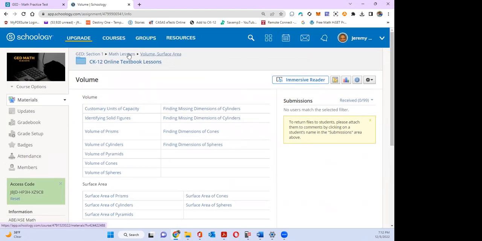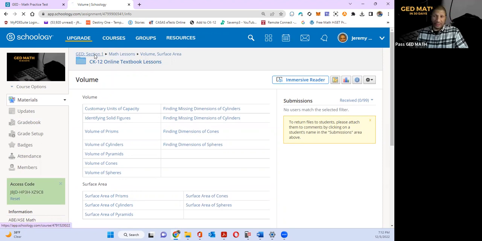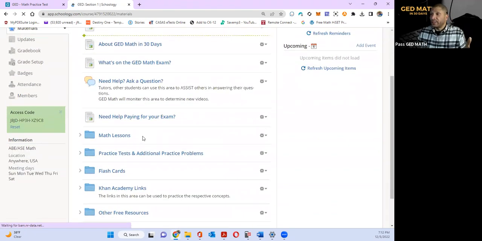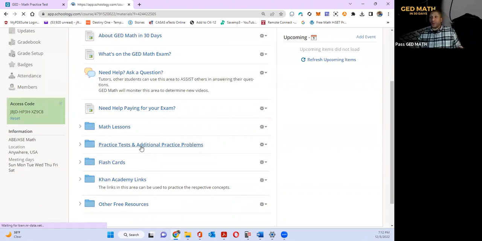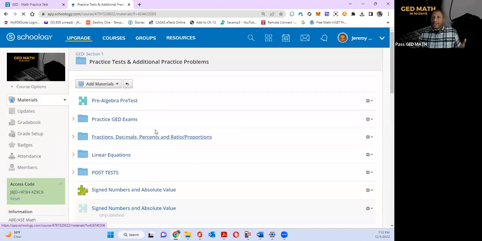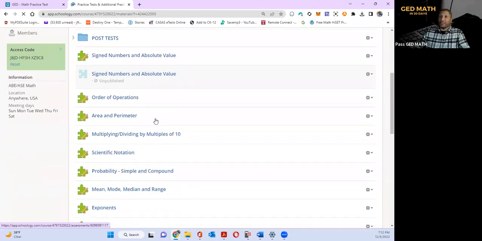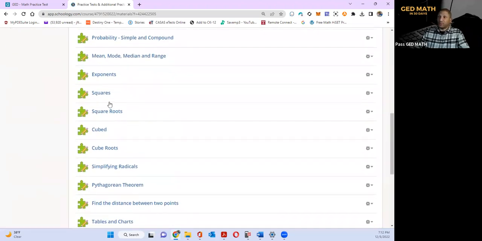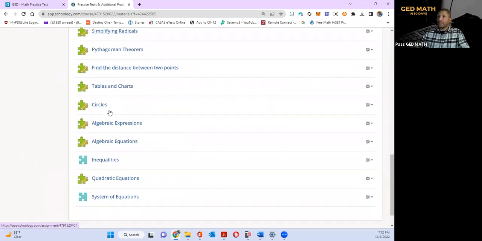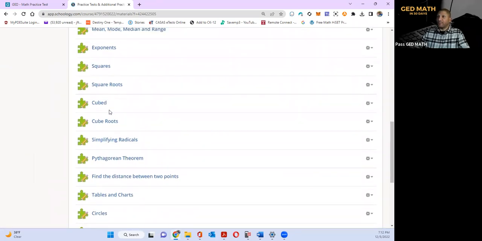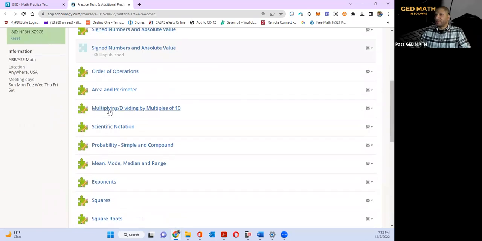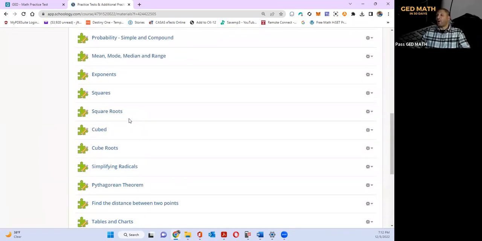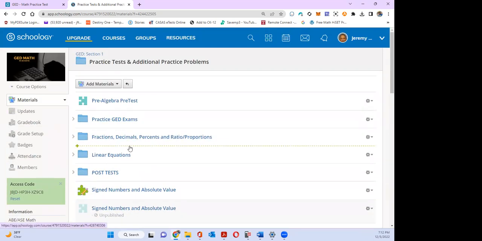Now, not only do I have it in math lessons, if you think you've already got it and you're ready, then you can go to practice tests and additional practice problems. Almost every concept area is here: area and perimeter, scientific notation, probabilities, exponents, square roots. And I don't have volume under here. I only got area and perimeter. That means I got something to work on.